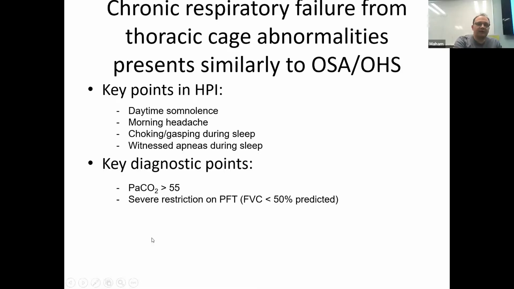And really the key diagnostic points for these thoracic cage problems are a chronic hypercapnic respiratory failure and severe restriction on PFTs, which in spirometry is FVC less than 50% of predicted. And that's going to correlate with the total lung capacity on the full PFT.